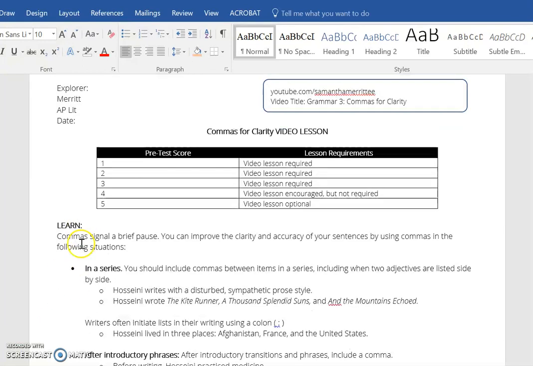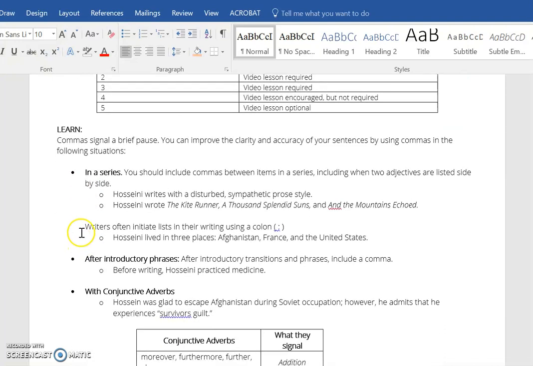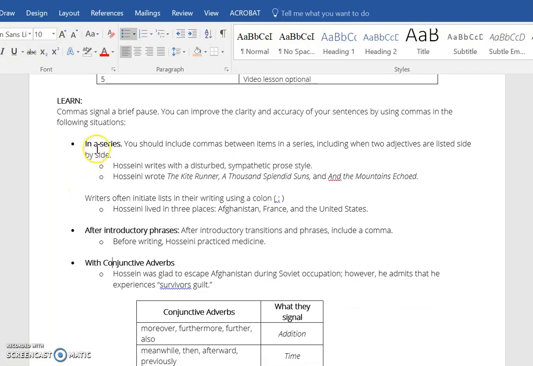Okay, so let's go ahead and go to the learn section. As you know, commas signal a brief pause. We can improve the clarity of our sentence and the accuracy of our sentence by utilizing commas in a couple of different ways. So we're going to talk about 3 different ways today. Let's start with a really easy one.